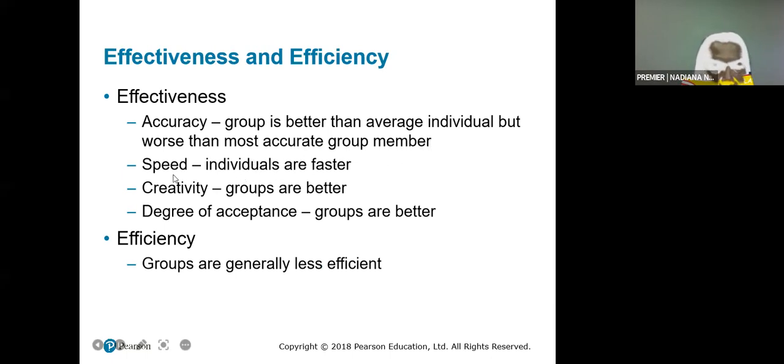If they must have speed, individuals are fastest. If they must have creativity, groups are better. If they must have a degree of acceptance, groups are better. Efficiency: groups are generally less efficient.